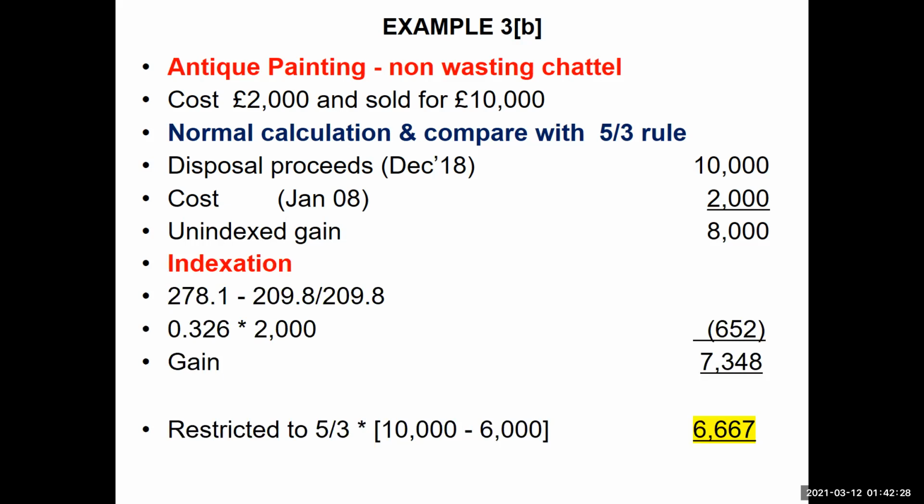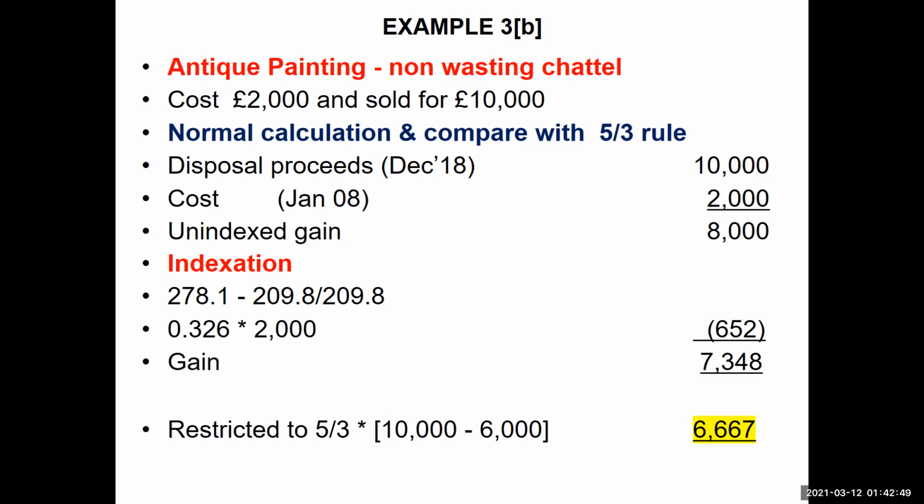For the 5-3 rule, it's 10,000 proceeds minus the 6,000 threshold, times the 5/3, which gives us 6,667. We initially had a gain of 7,348, and now we have 6,667. We take the lowest. So here we are going to report only 6,667.